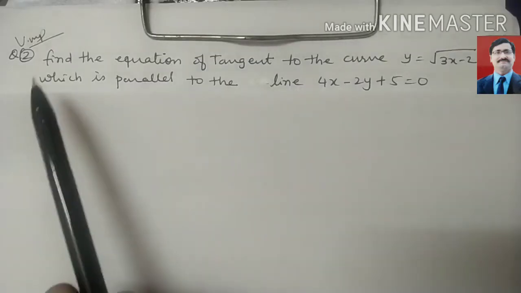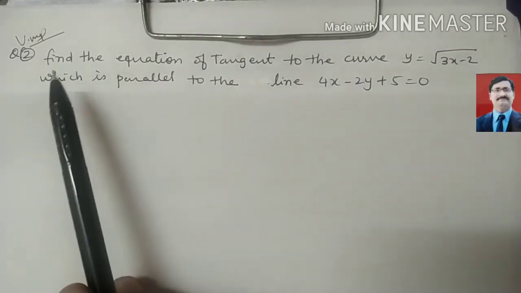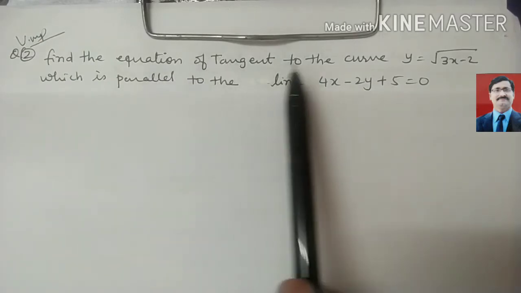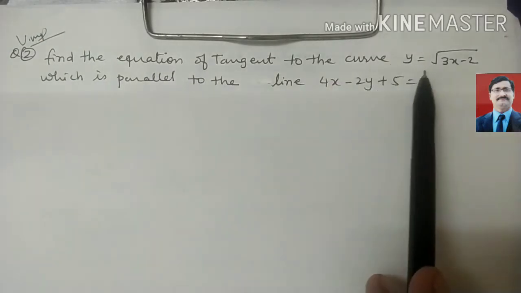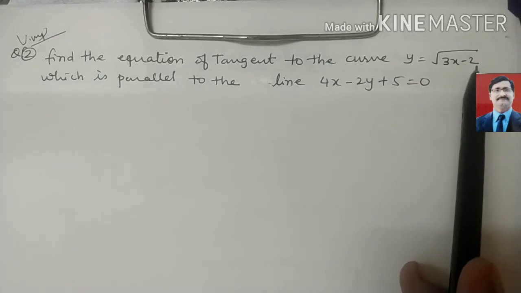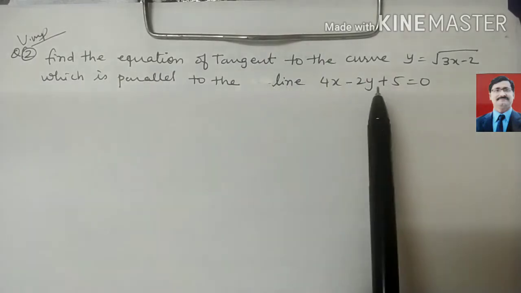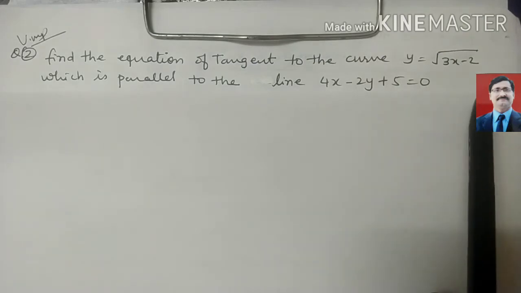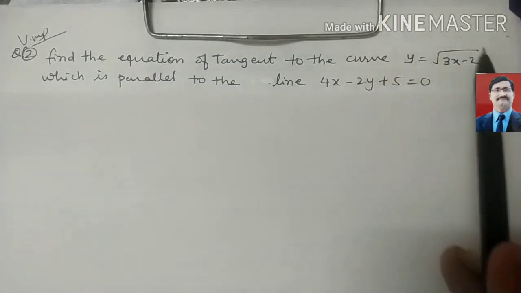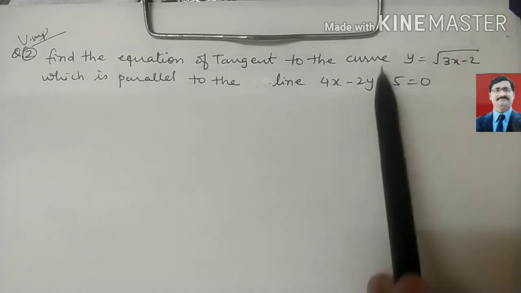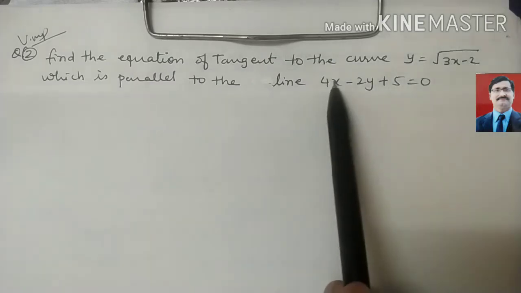Look here, all of you, one question is very important. Question number 2: find the equation of the tangent to the curve y equal to root of 3x minus 2 which is parallel to the line 4x minus 2y plus 5 equal to 0. This curve is given, and on this curve you will find the tangent, and the tangent is parallel to this line.